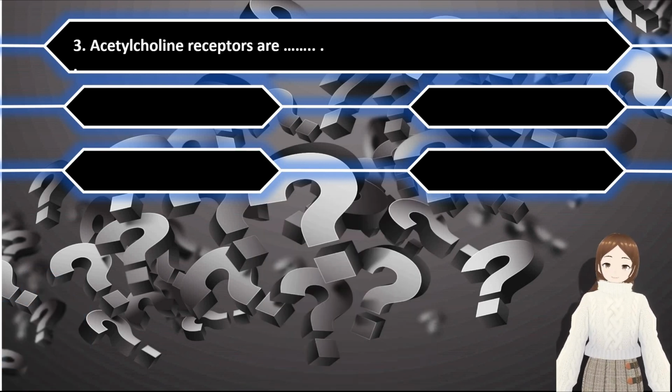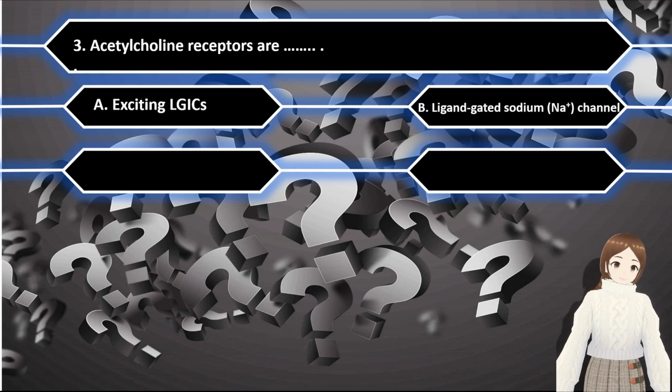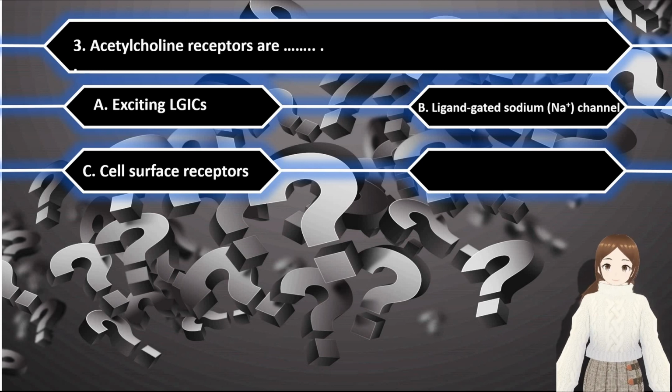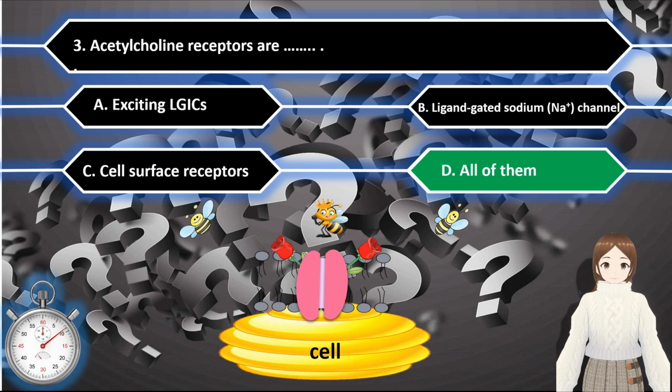Question number 3. Acetylcholine receptors are A. Exciting LGICs. B. Ligand-gated sodium channel. C. Cell surface receptors. And D. All of them. You have 10 seconds. Time is over. The correct answer is D. All of them.